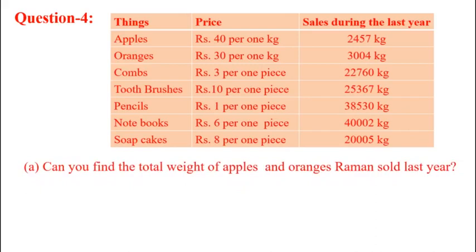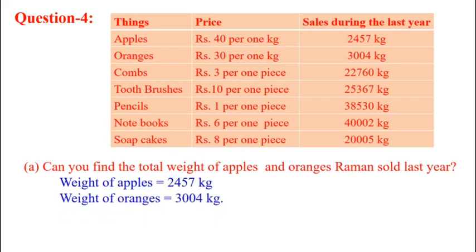So first question, can you find the total weight of apples and oranges Raman sold last year? So this is the items list for Raman's shop. So first you have to find the total weight of apples and oranges Raman sold last year. So weight of apples sold in last year, that is 2457 kg. Weight of oranges, that is 3004 kg.